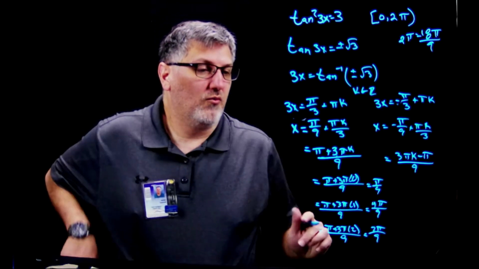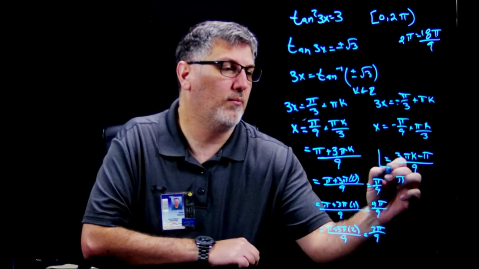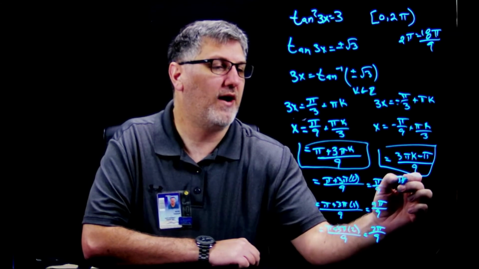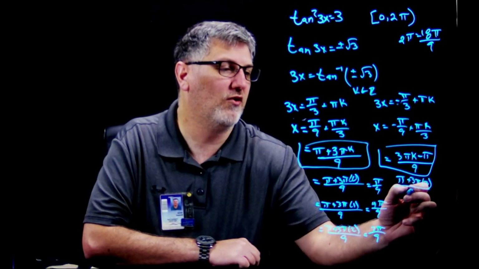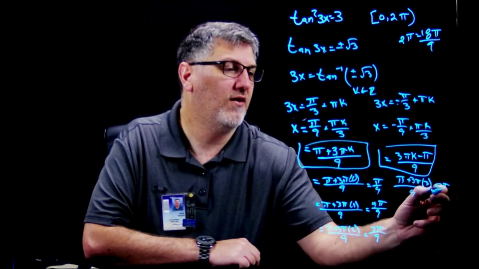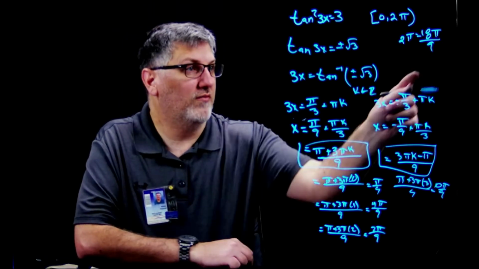All right, we're going to plug it in again. I'm going to put a box around my formulas because I'm going to need more space. So pi plus 3 pi times 3 over 9. This gives me 10 pi over 9. Still good. Not over 18.